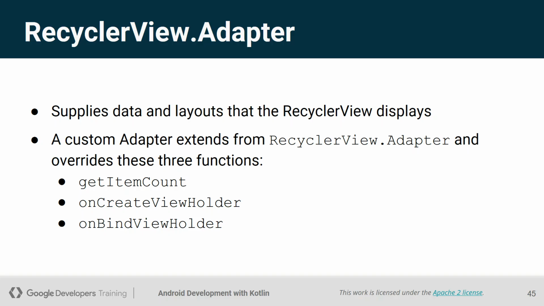So for you to utilize the recycler view, you need to use what's called the recycler adapter, which supplies the data and the layouts that the recycler view can decide to display. For example, getItemCount, onCreateViewHolder, and then onBindViewHolder, so that all these functions can take care of that. So these support the recycler view adapter to perform its work. So the functions are those three.